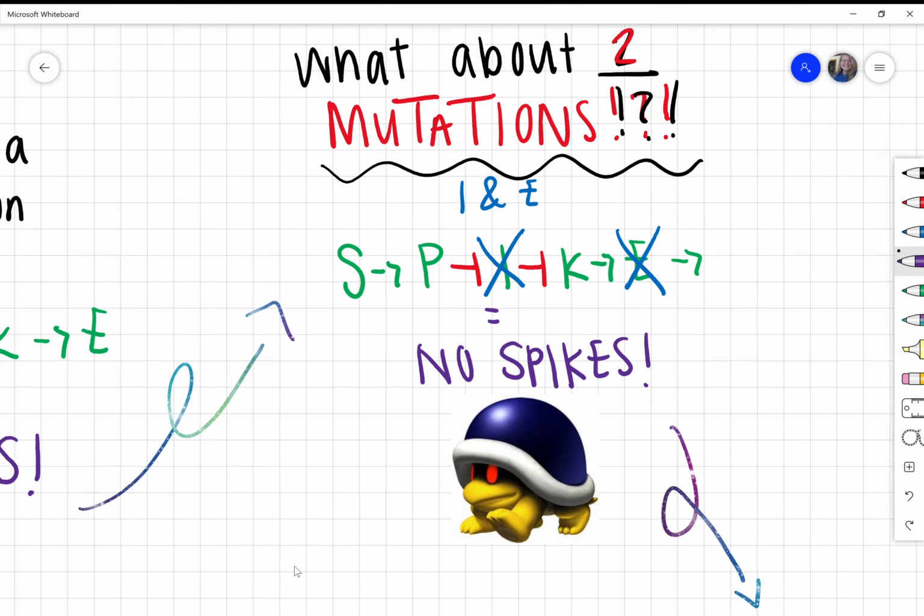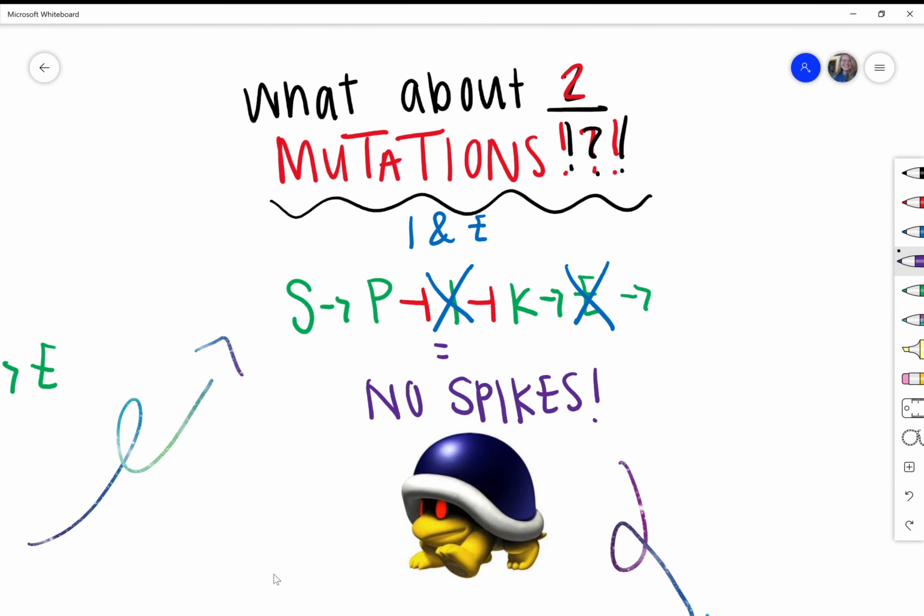But what happens if there are two mutations? We will look specifically at I and E. At the beginning of the sequence, S still promotes P, but without I, P cannot repress it. Without I, there is nothing to block K, and since there's no E, we still won't have any spikes being able to develop, and we'll get a smooth top shell.